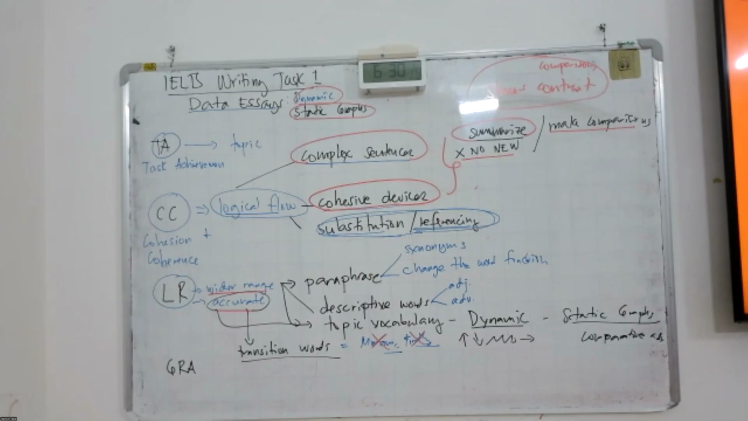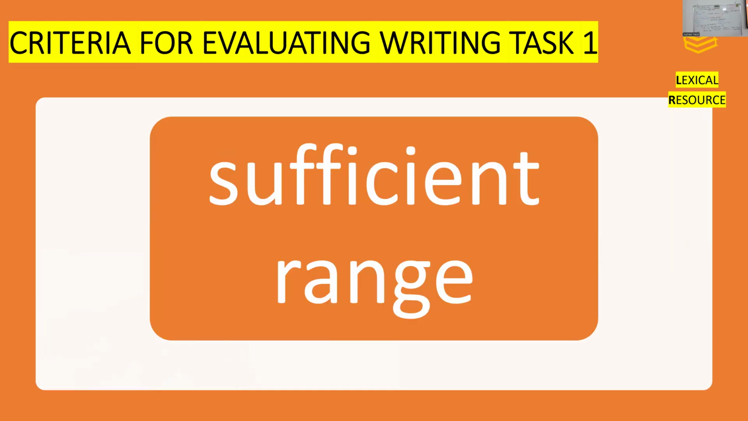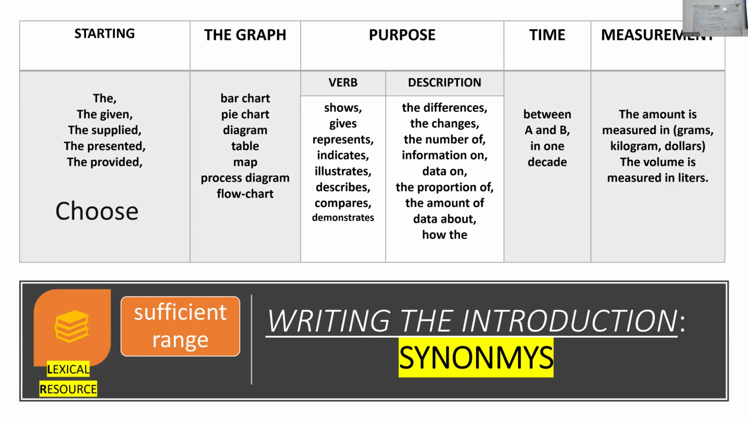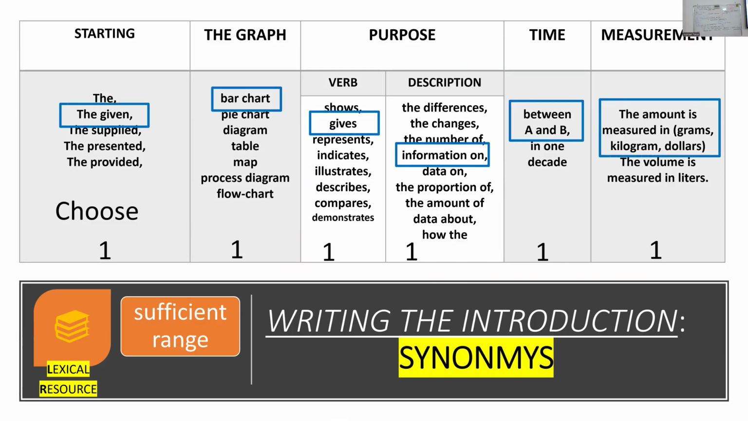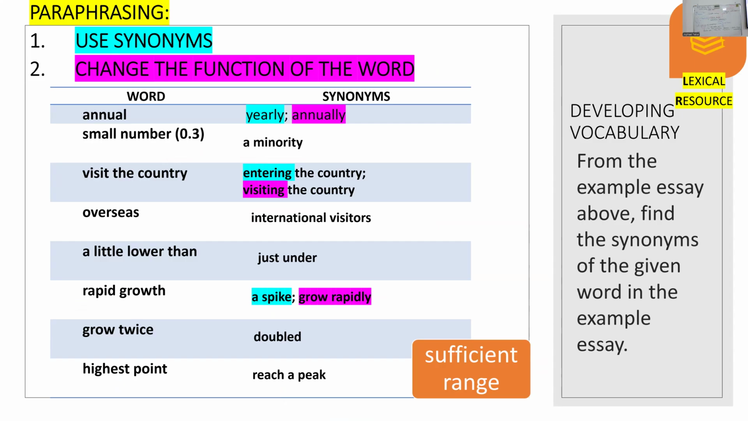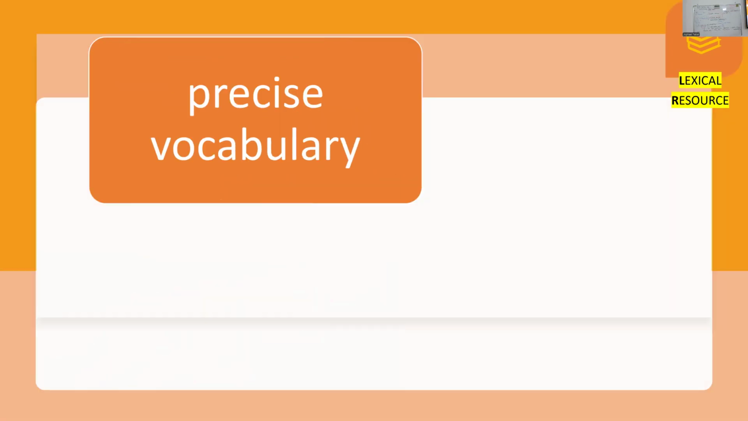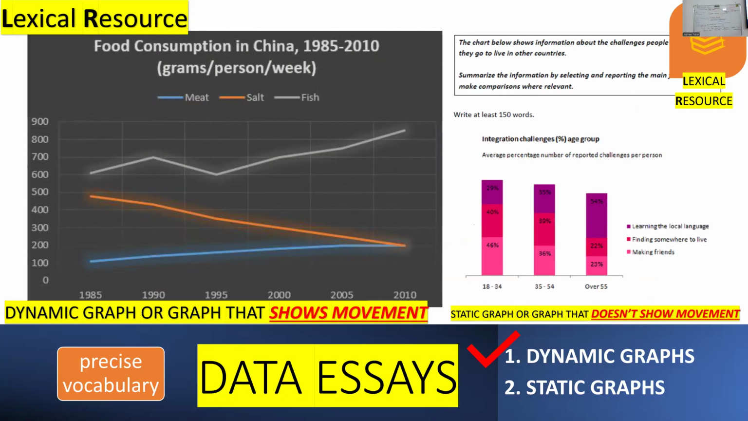So we check here. Let me show you the screen here. So for sufficient range here, we use synonyms in writing the introduction. Now, it's pretty easy to identify synonyms and change the word function. Now, there are times that your students couldn't identify, or your students try to change every word to synonyms.